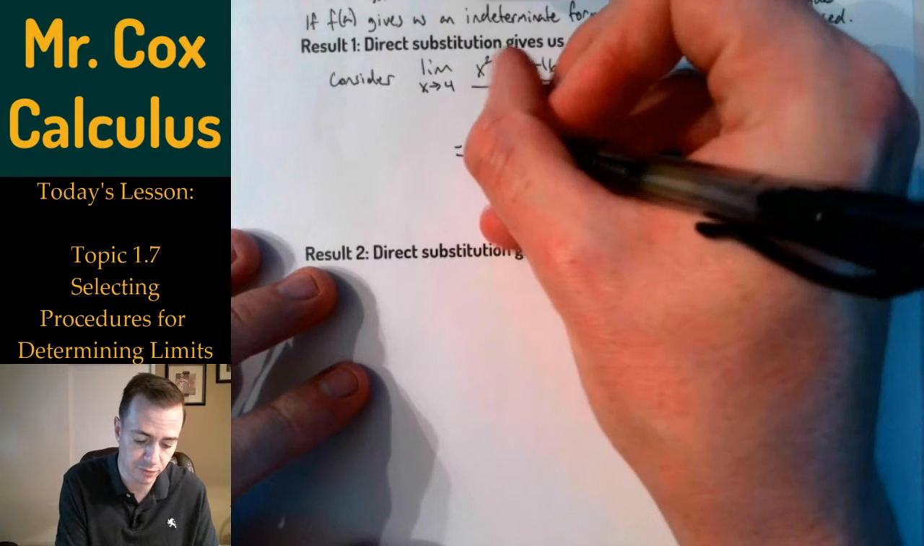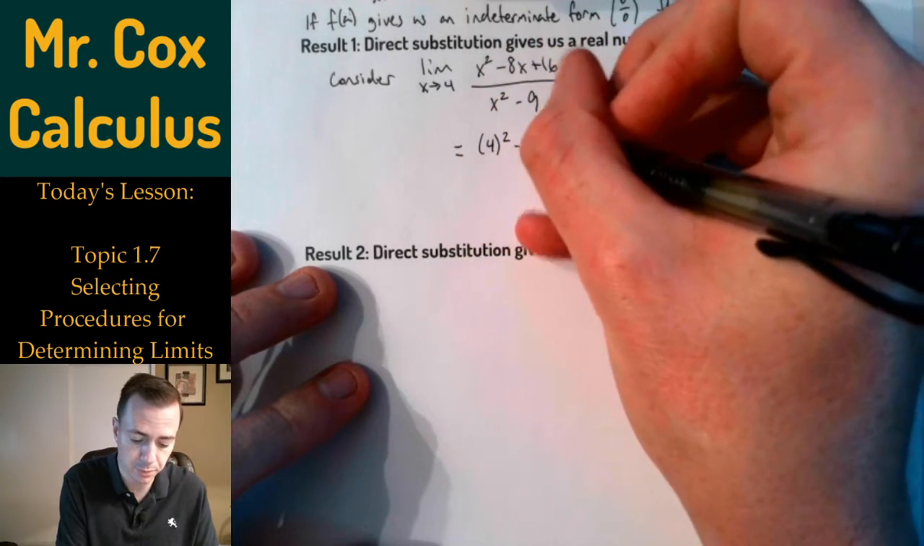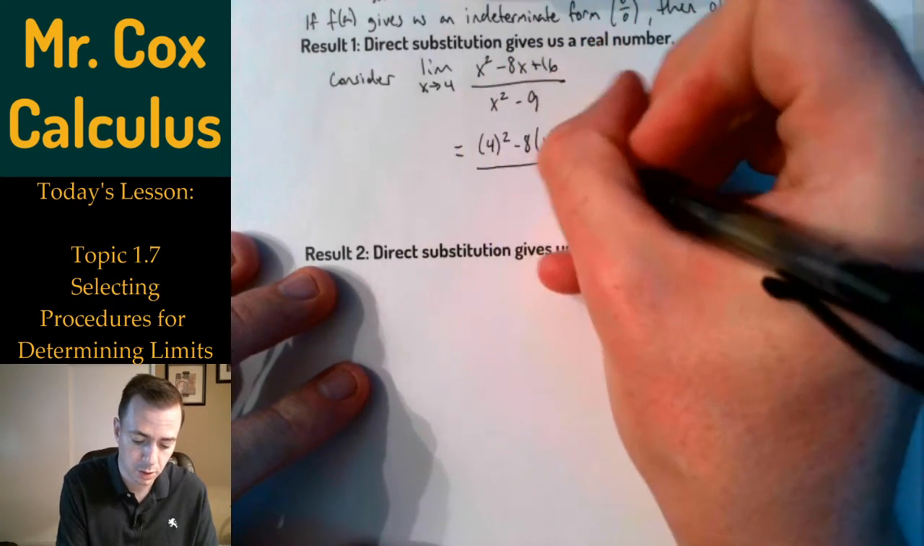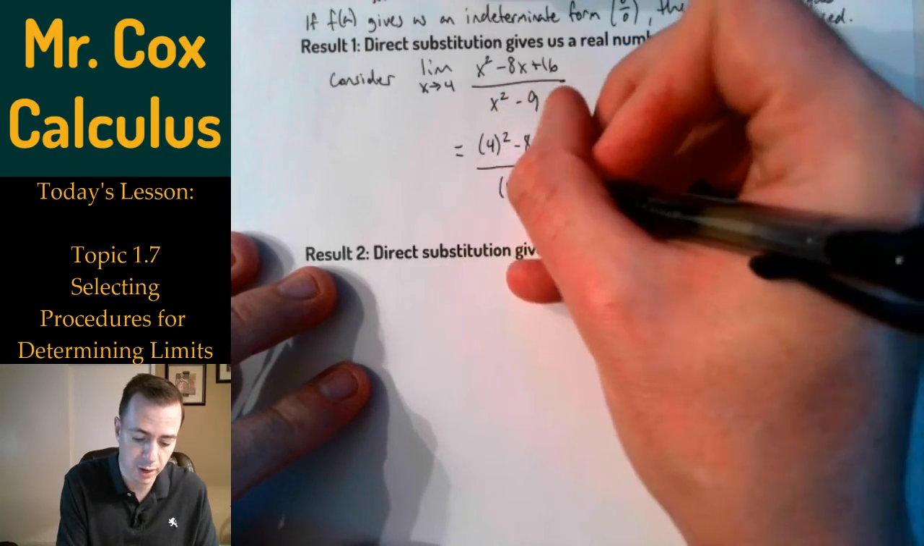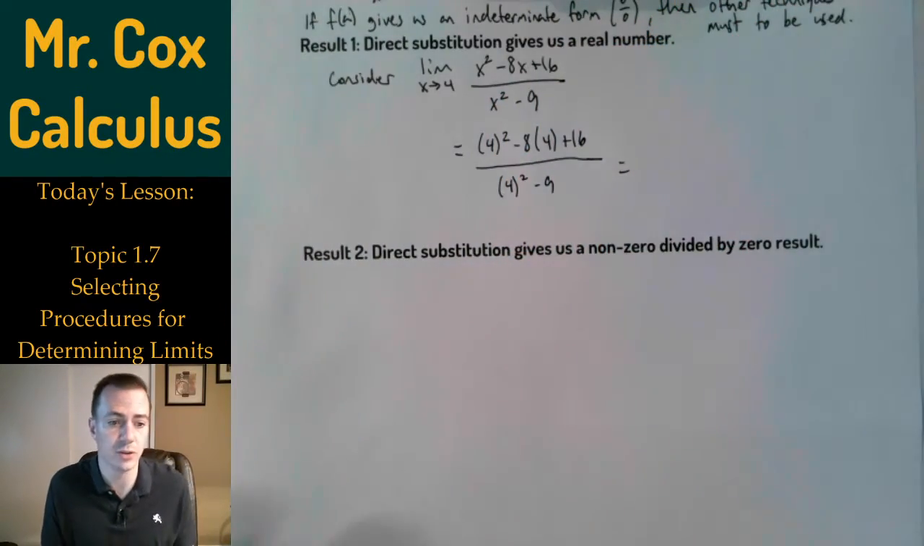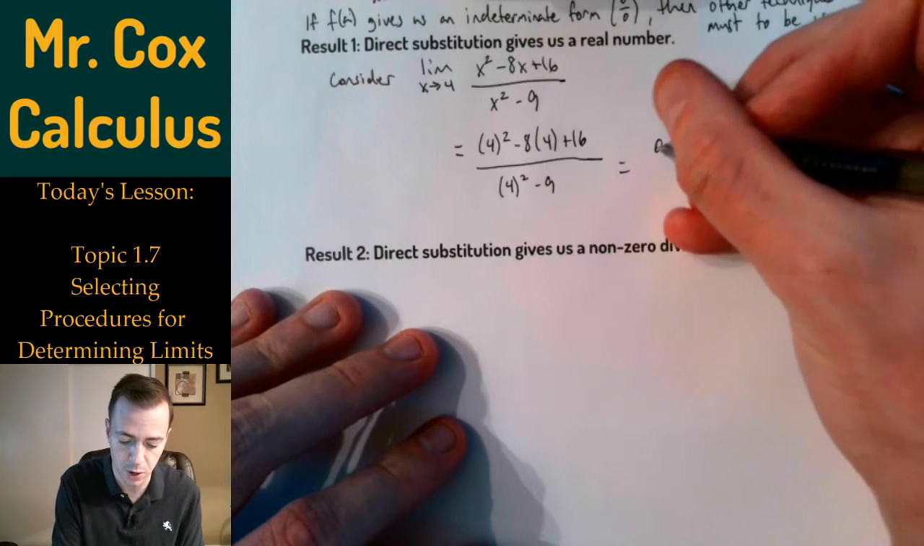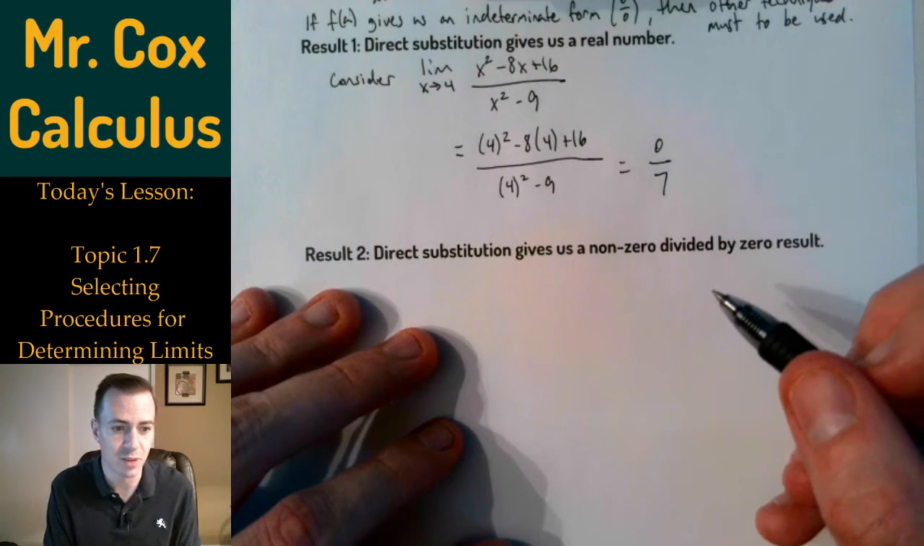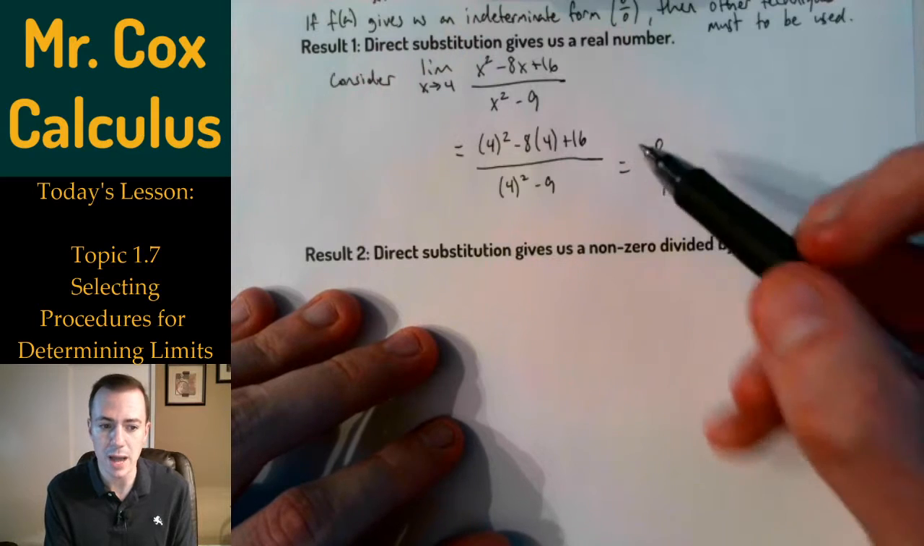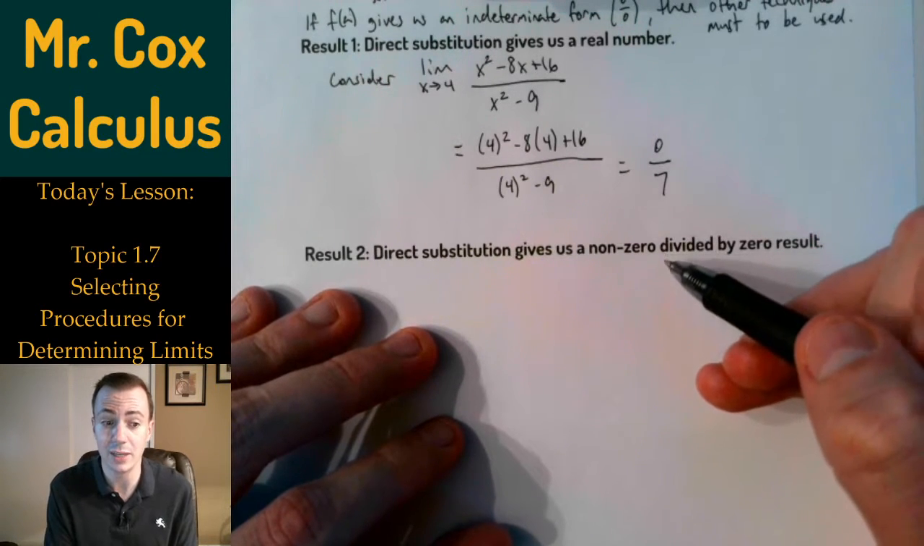So let's plug 4 into the numerator. And let's plug 4 into the denominator. And we get the values we just said. The numerator is 0. The denominator is 7. And this example is to remind you that 0 divided by 7 is a number.